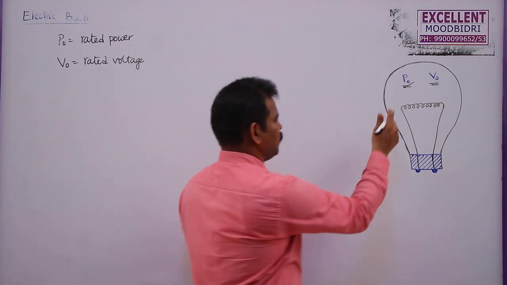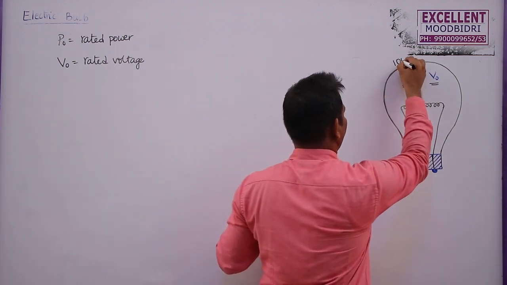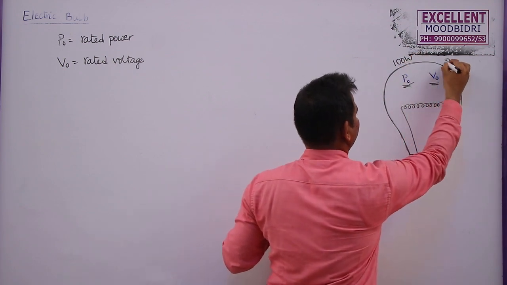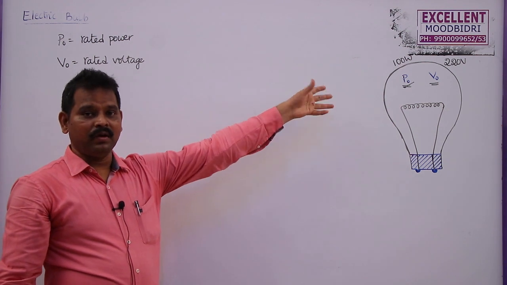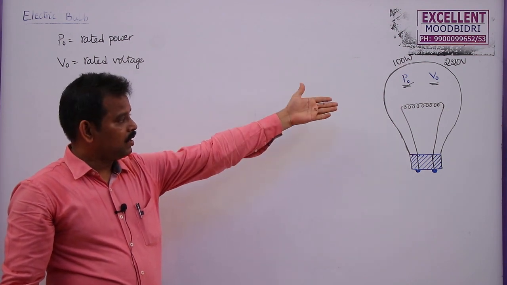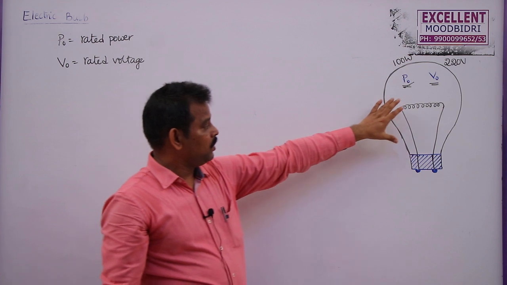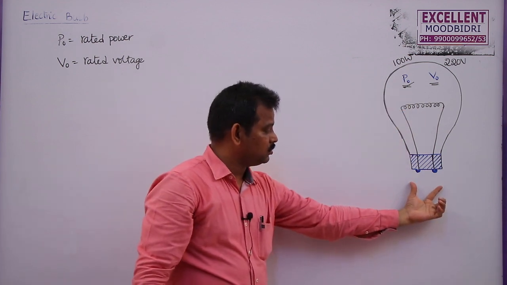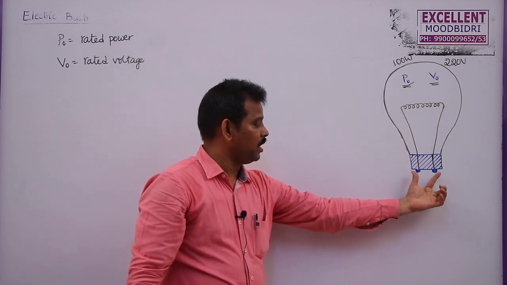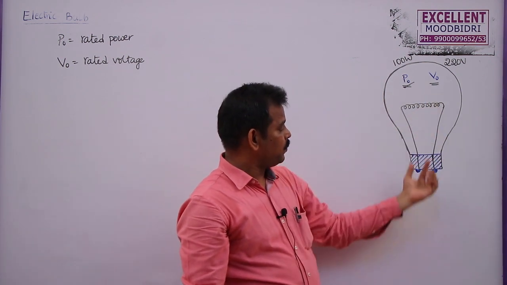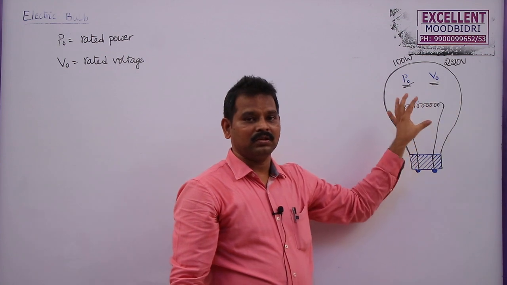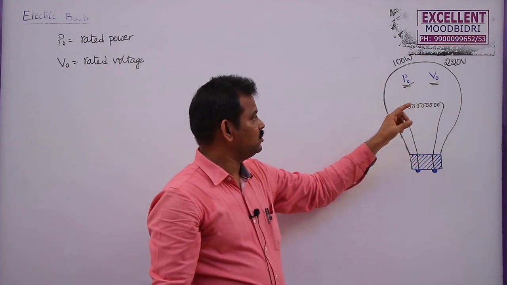Let us say a bulb is given as a 100 watts bulb. This is the power, 220 volts. Here the bulb may be used on 160 volts or maybe 240 volts. It may be used on a 120 volts supply or 200 volts supply or 240 volts supply. When the applied input voltage is different from the rated voltage, the performance of the bulb will change.